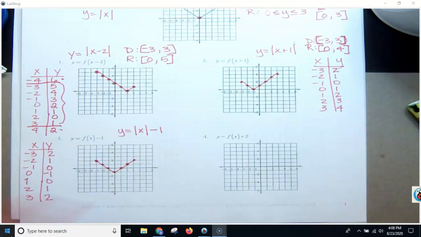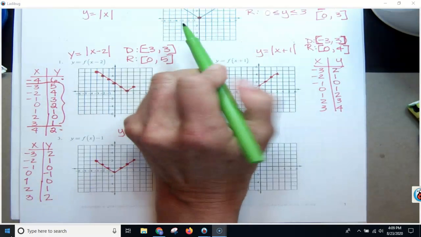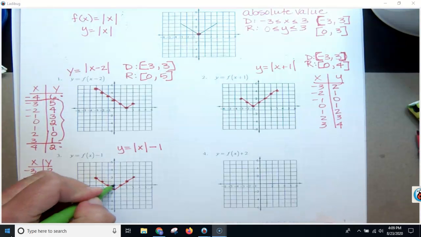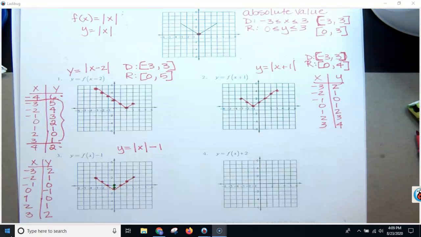So here's my table. You'll notice -3, the absolute value of -3 is +3 minus 1 is going to give me 2. And you'll notice that what happened to my graph is basically this exact same graph up here, except the vertex went from the origin down 1. Okay, and let's do this last one.